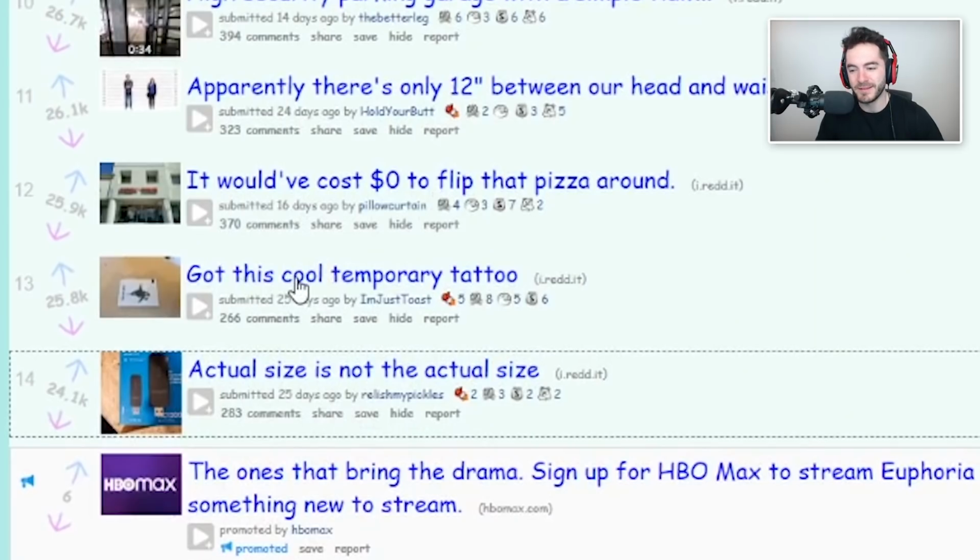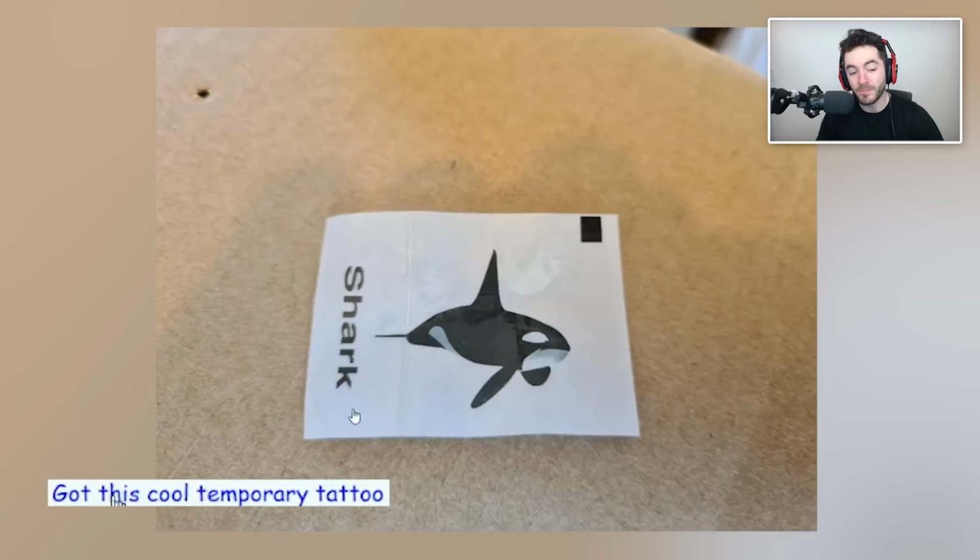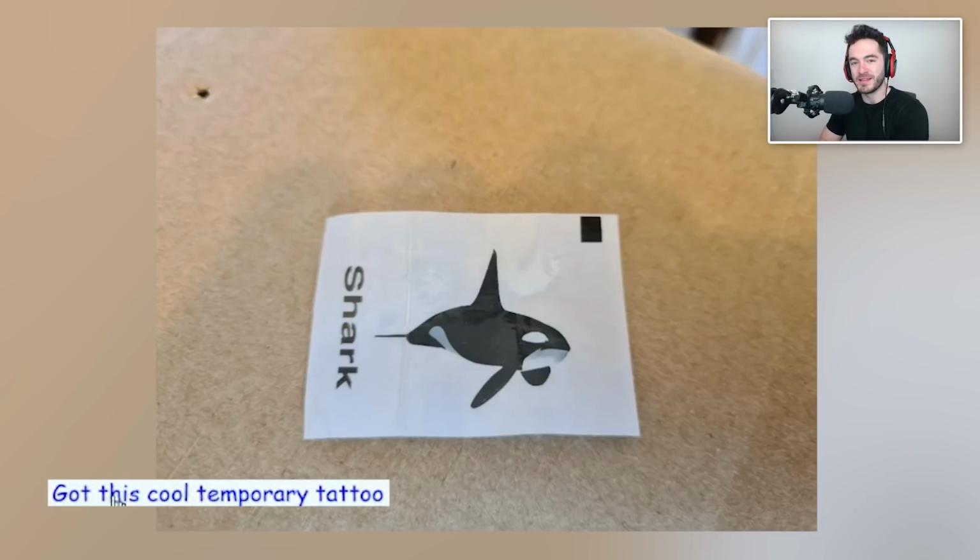Got this cool temporary tattoo, shark. Oh, is the shark part of the tattoo? Because yeah, I'm always a fan of, when somebody gets a tattoo, it's always good to just add a caption below it, just so that people know what they're looking at. If it's kind of abstract or a fantasy scenario, you just add a caption down beneath.